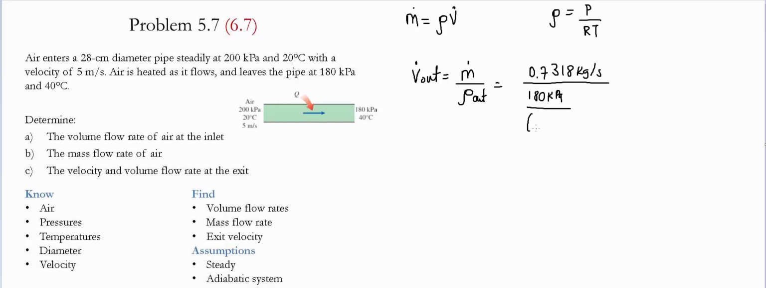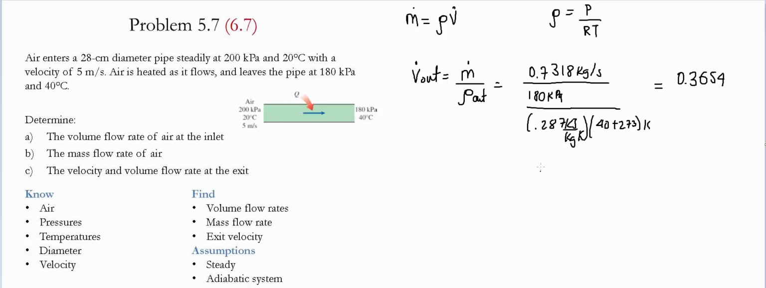R, we said, is 0.287 kilojoules per kilogram Kelvin, and the temperature at the exit is 40 Celsius. So we make it into Kelvin, 40 plus 273. And the value for this is going to be equal to 0.3654.